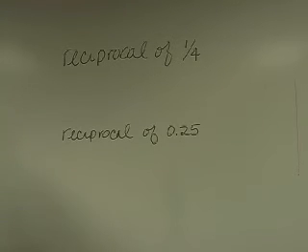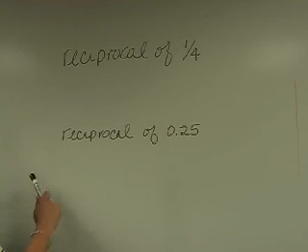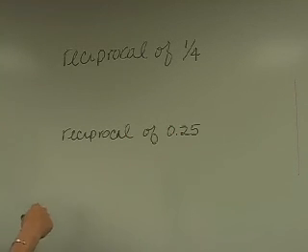Basic Optical Concepts, Unit 1, Math Review. We have two reciprocal problems. We are asked to find the reciprocal of 1/4, and here the reciprocal of 0.25, which is just 1/4 in decimal notation.